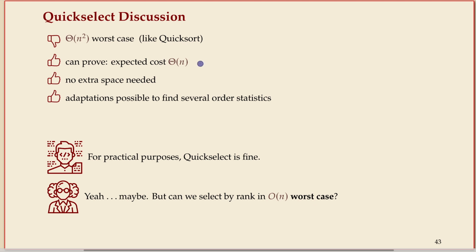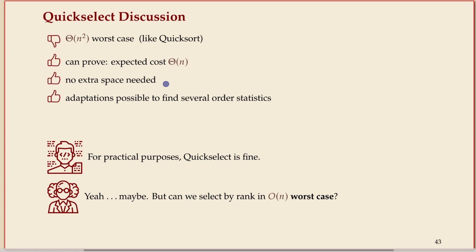On the other hand, the expected cost is actually linear. It's not n log n. It's way better. And the reason is we don't do the second recursive call. We always just do one. And so you have to be constantly unlucky with your pivot choice to see a high cost.